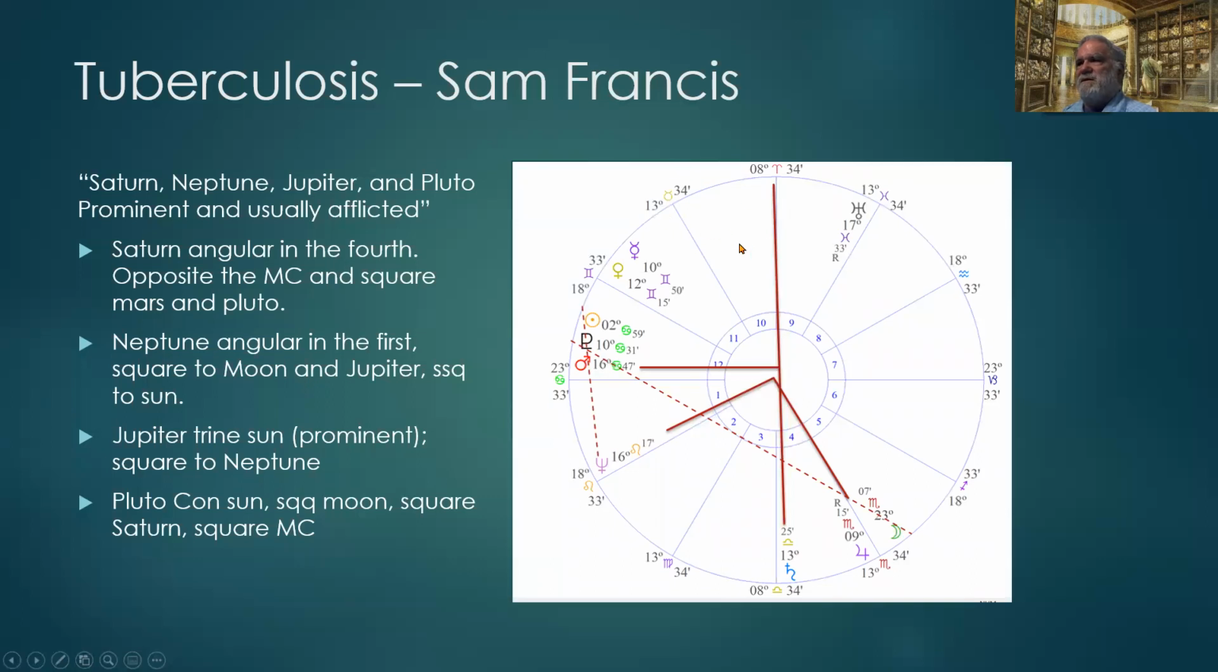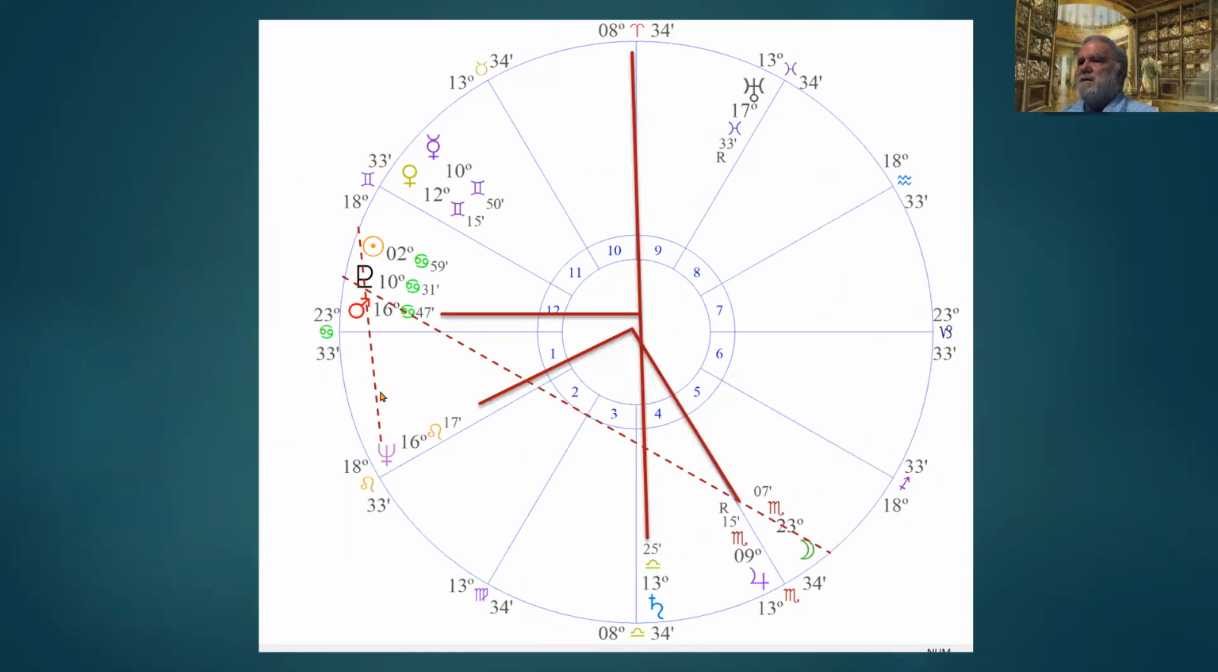So it's a disease of Saturn. He has here Saturn, Neptune, and Jupiter, but then Pluto, prominent and usually afflicted. This man had tuberculosis, recurrent. He had it several times. You can see Saturn here. We look for angular planets. Saturn here is the foundation of the chart. It's angular, very prominent, opposite the midheaven.